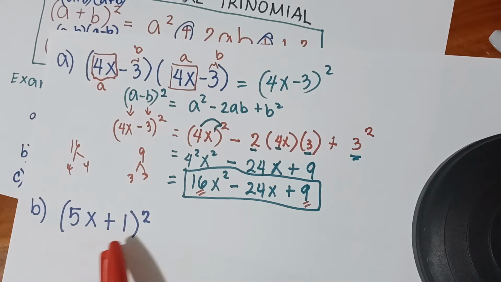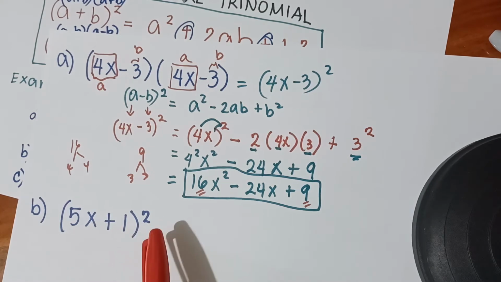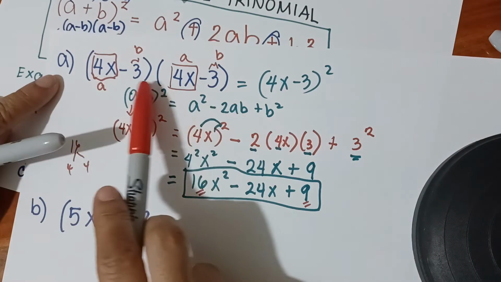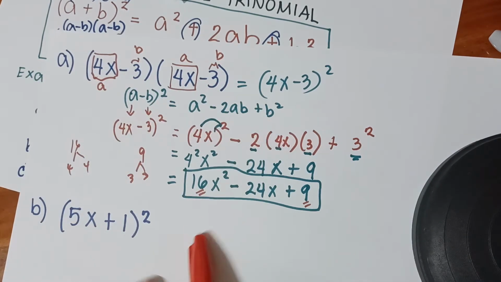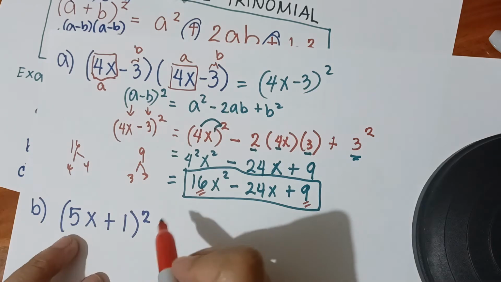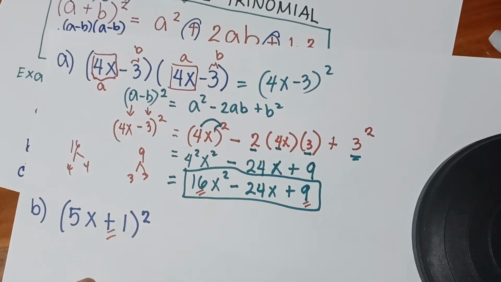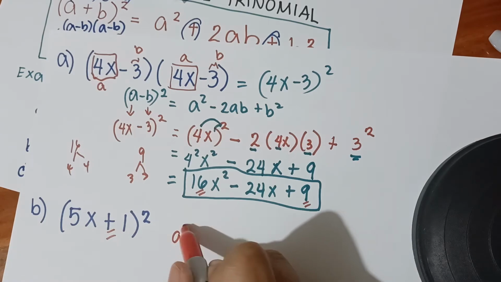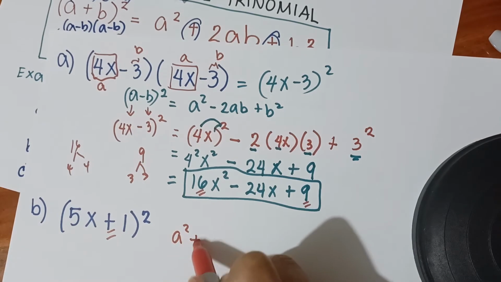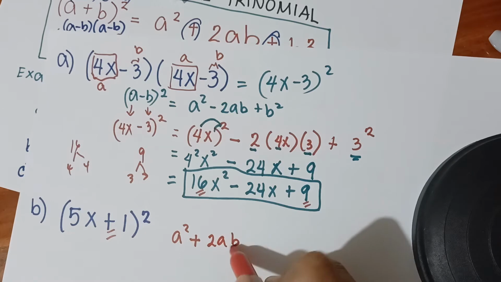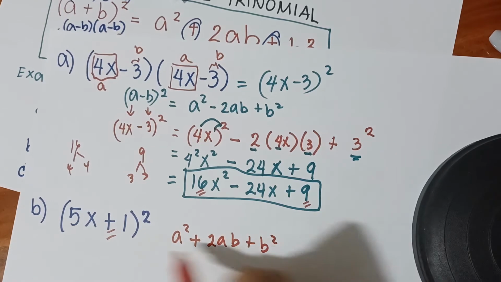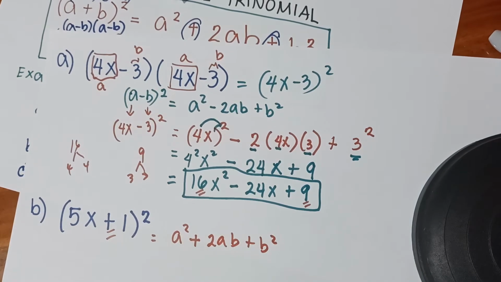So, 5x plus 1, close and open parenthesis, 2. So, same thing. Dito kasi, hindi siya nakalagay sa parenthesis. Pero dito, nakalagay na siya sa parenthesis. So, ganun pa rin ang gagawin mo. This time, ang gagawin mo naman, so since eto 5x plus, so ang gagamitin natin formula will be the a squared plus 2ab plus b square. So, yan yung gagamitin nating formula kasi plus siya.